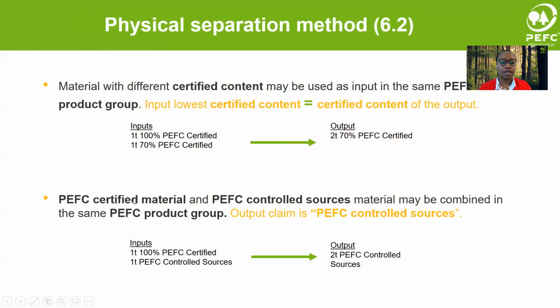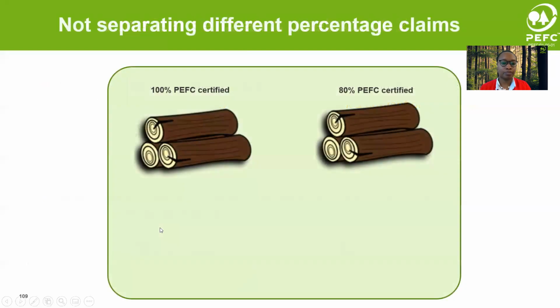Another example is, let's say you have PEFC certified material and PEFC controlled sources. This material can be combined within the same PEFC product group, and the output claim will be 2 tons of PEFC controlled sources. So you take the minimum certified content, which will be PEFC controlled sources in this case. So you do not separate different percentage claims.